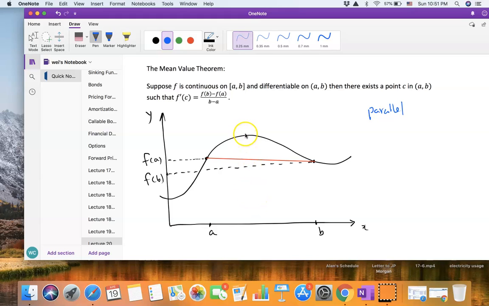Have you decided your answer? Yeah, looks like it's somewhere here. Right.